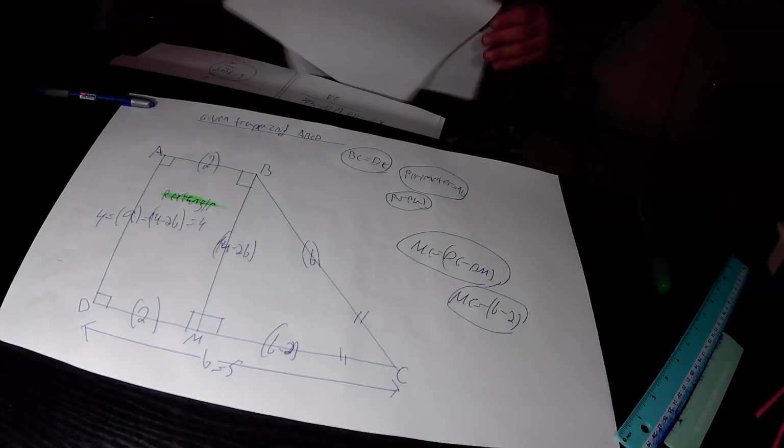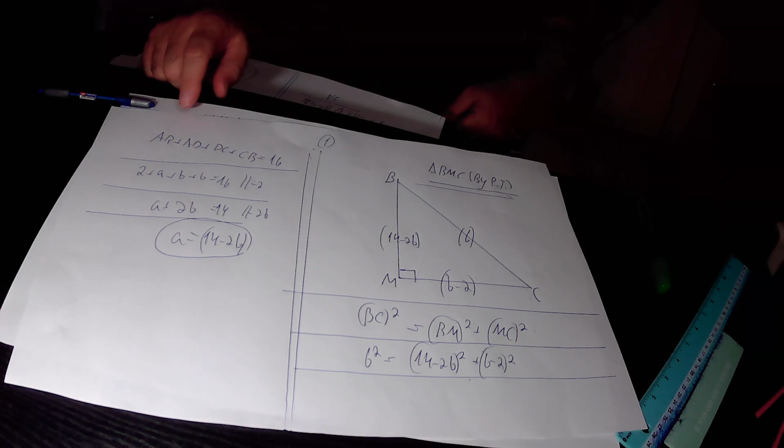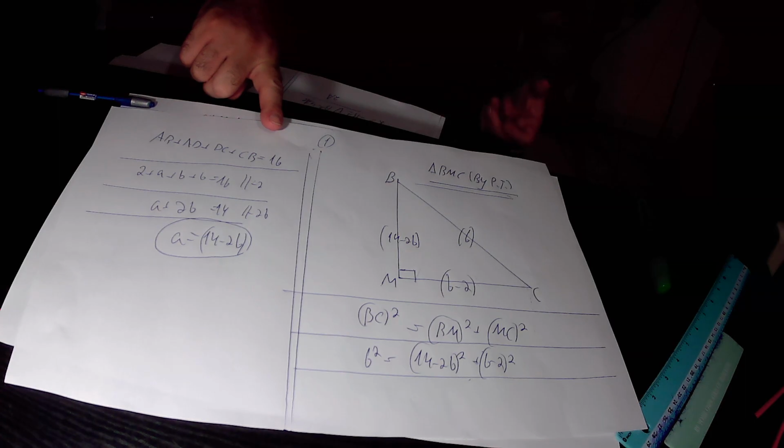Again, the perimeter of this trapezoid is the sum of the lengths of all the sides of the trapezoid. That is to say, AB plus AD plus DC plus CB, and it is equal to 16 units according to what is given in the question.